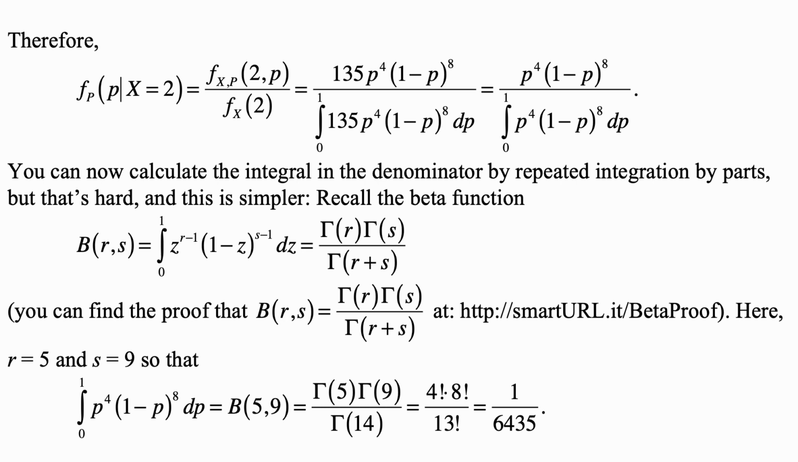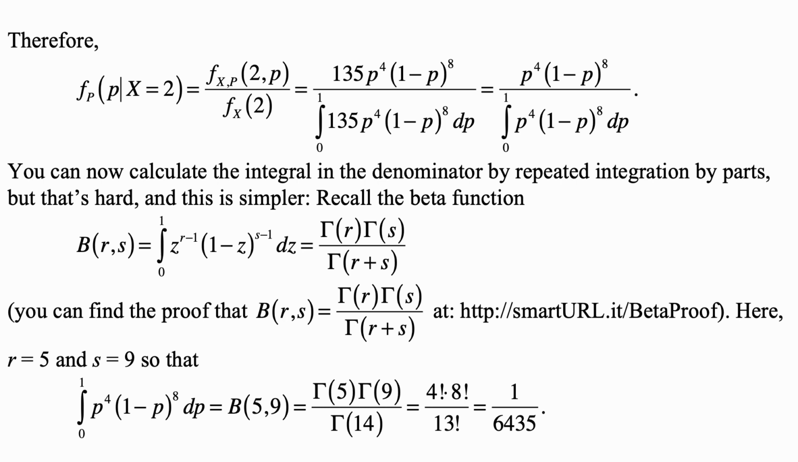Therefore, f sub P of p, given that X is equal to 2, by definition is f sub X,P of 2,p divided by f sub X of 2. And that's equal to 135p to the 4th times 1 minus p to the 8th over the integral from 0 to 1. Well, we calculate the marginal density from the joint density, so of 135p to the 4th times 1 minus p to the 8th dp.